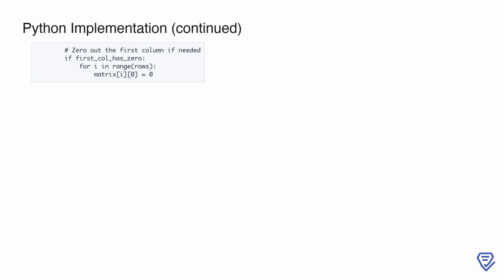Finally, we handle the special cases for the first row and first column. If the first_row_has_0 flag is true, we iterate through all columns of the first row and set each cell to 0. Similarly, if the first_col_has_0 flag is true, we iterate through all rows of the first column and set each of their first cells to 0. This ensures that the first row and column are correctly updated based on our earlier checks. By using the first row and column as markers, we achieve the goal of setting the appropriate rows and columns to 0 efficiently, without needing extra space for auxiliary storage.